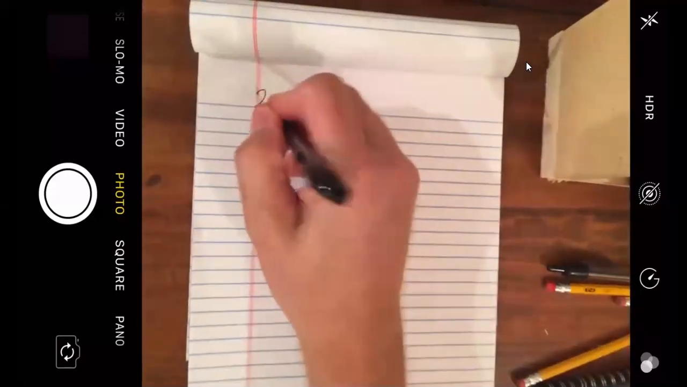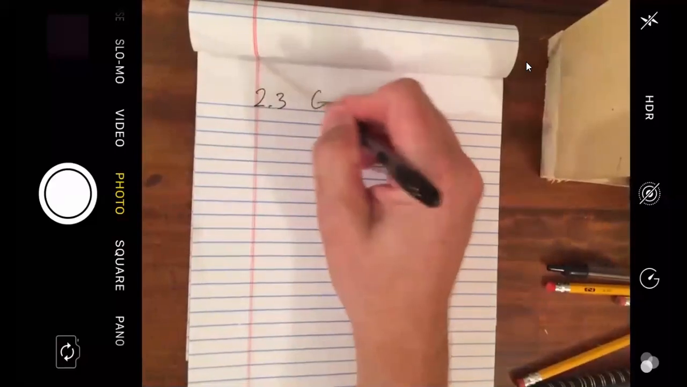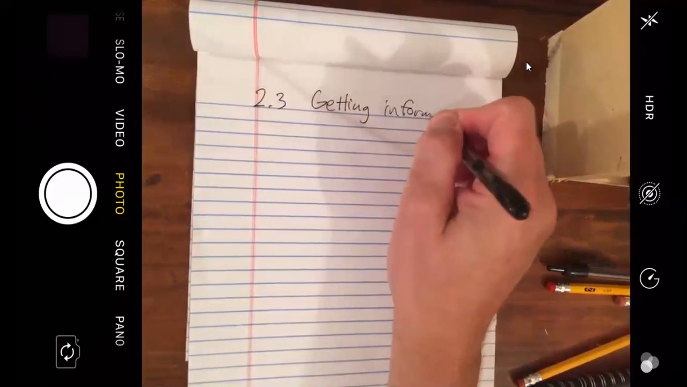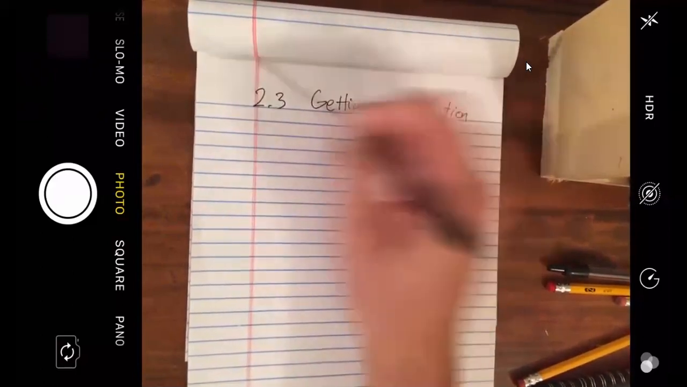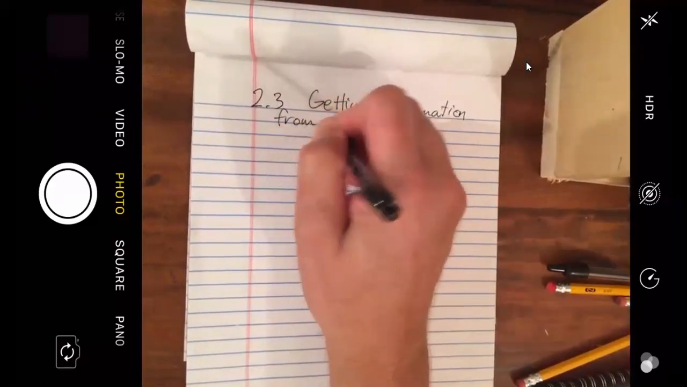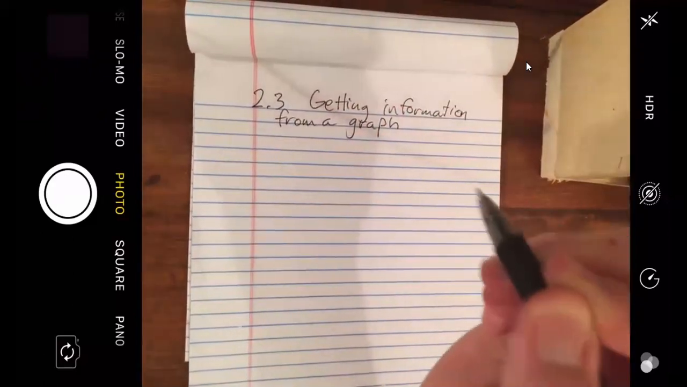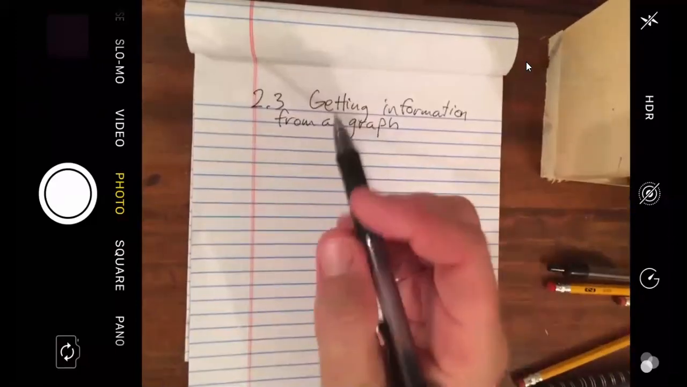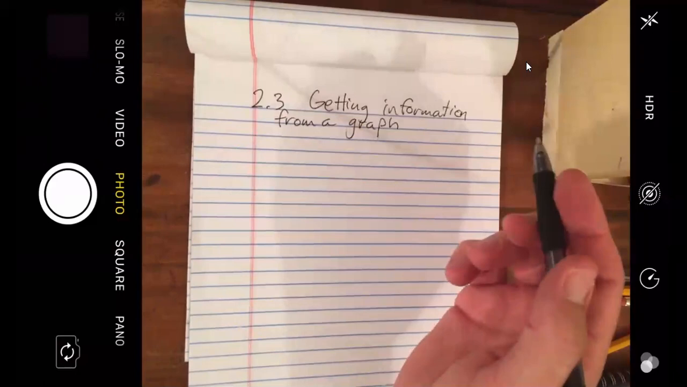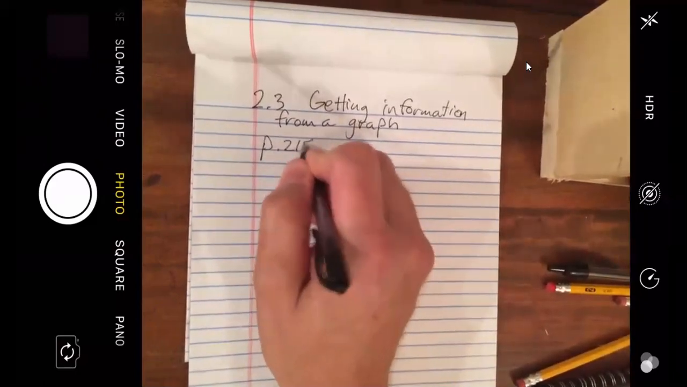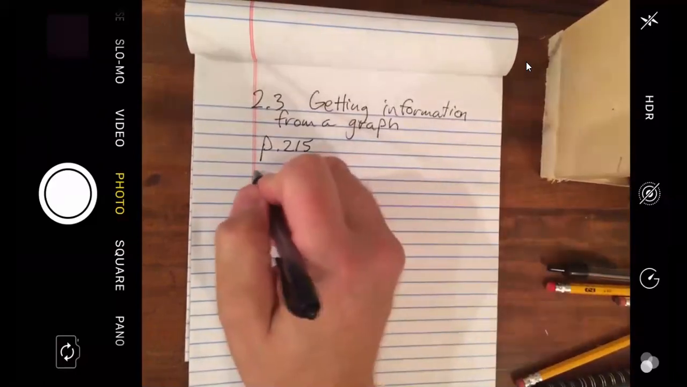Okay, well, to get started on 2-3, 2-3 is about getting information from a graph. And there's no real lecture for this. Basically, you've got to work through a problem. You can see the kind of information that they want you to get. So this is off page 215. Might as well look at the first homework problem, number 7.